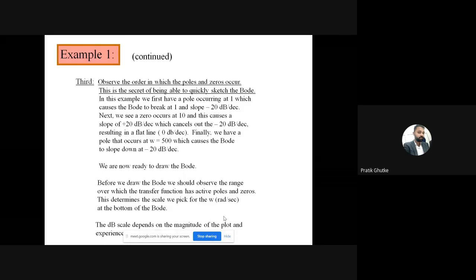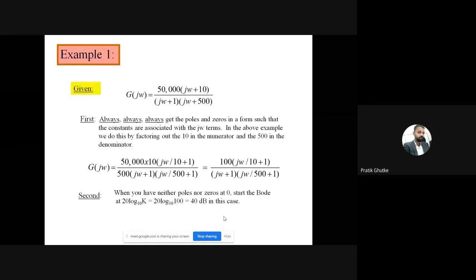Yes, the pole is there, and in the denominator side, it is occurring at 1, which causes the Bode plot to break with a slope of minus 20. I have just told you that if a pole exists in your system, then my graph will go with minus 20 dB per decade. And next we see a zero. After 1, what is coming?